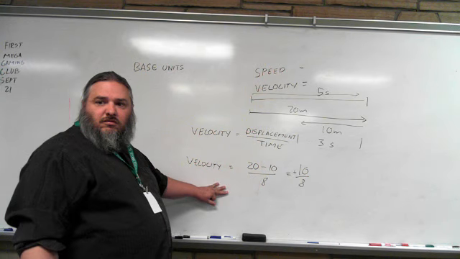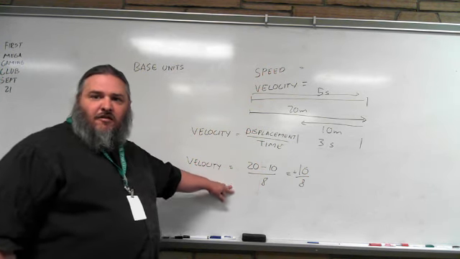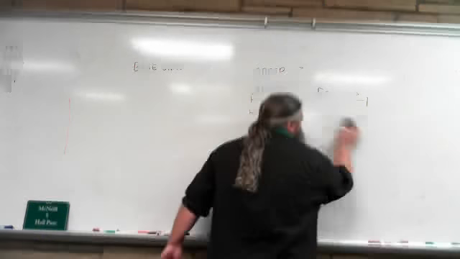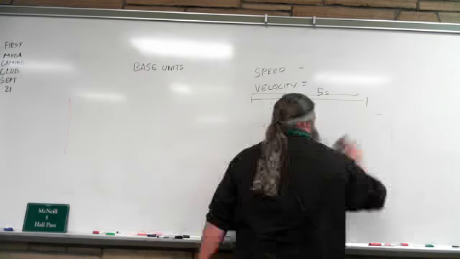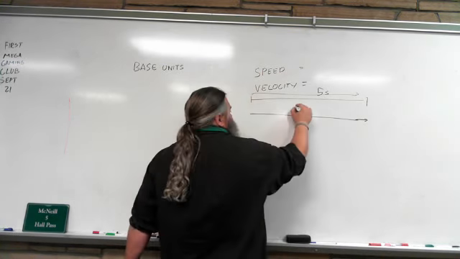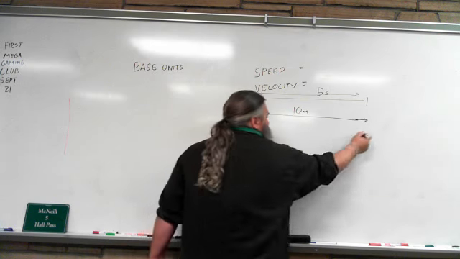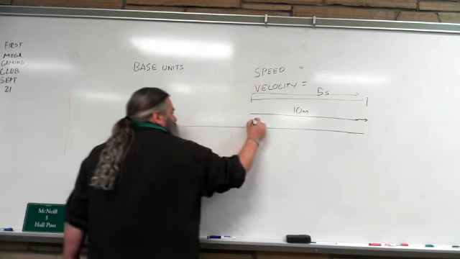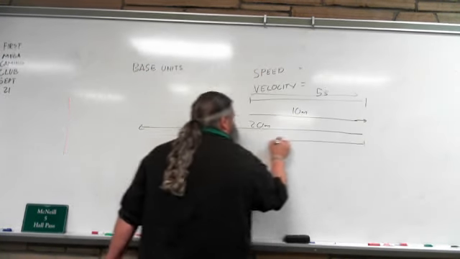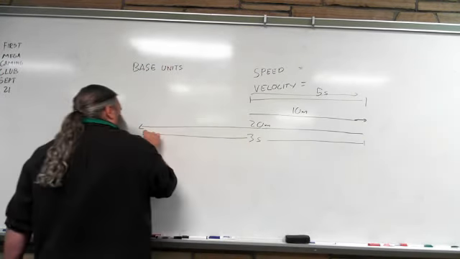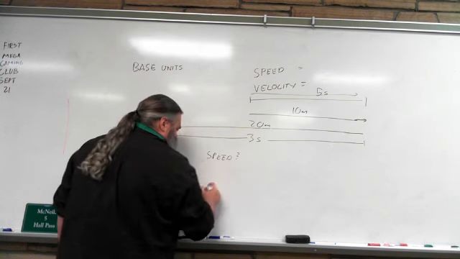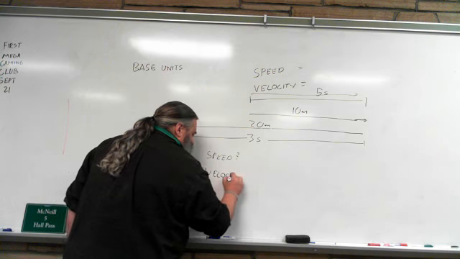Does that make sense? Let's try another one. Let's deal with the exact same numbers, but a slightly different orientation. It goes 10 meters this way and 20 meters this way. And it does the 10 meters in 5 seconds and the 20 meters in 3 seconds. What's its speed? And what's its velocity?